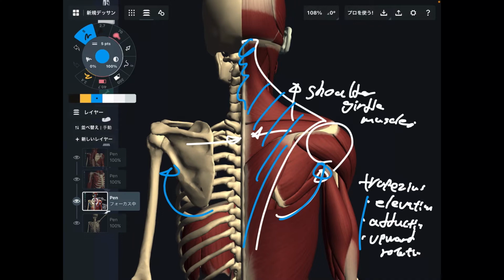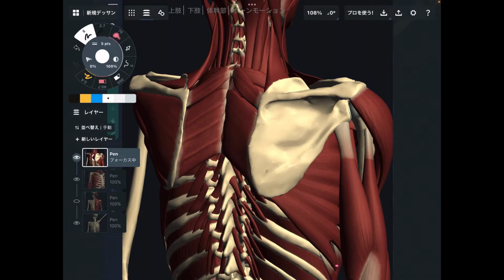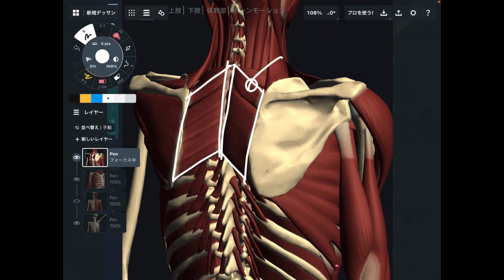Let's go to next layer. Okay, this is deeper layer. You dissect trapezius. You see some shoulder girdle muscles. Let's go to this muscle. Sometimes these muscles can be divided into two parts. This one is rhomboid minor.